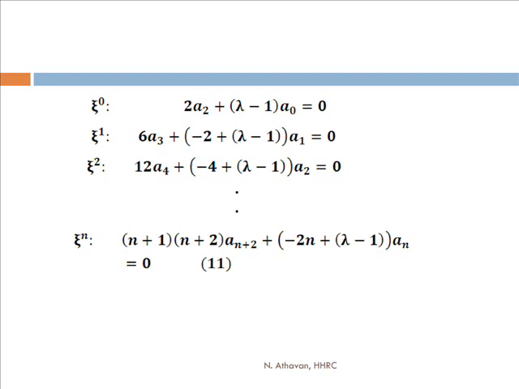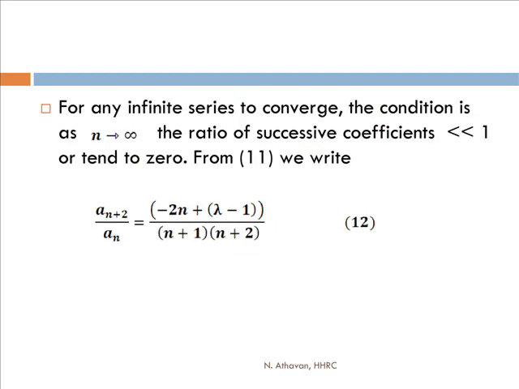Similarly, xi power 1, xi power 2 can be written like this, and the coefficient of the general term xi power n can be written as (n+1)(n+2) a_{n+2} + (−2n + λ − 1) a_n, which is equal to 0. As the right hand side is 0, we can write a_{n+2}/a_n is equal to −(−2n + λ − 1) divided by (n+1)(n+2).